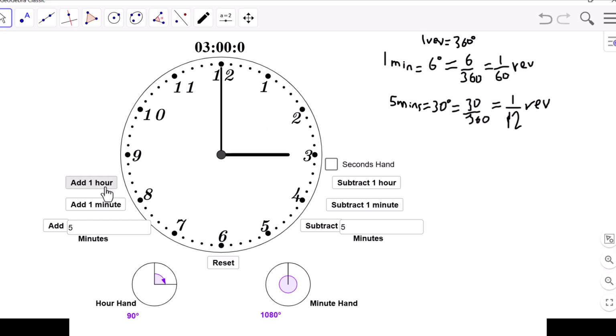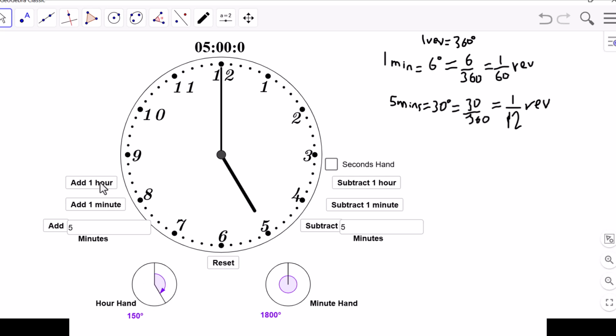So by the time the hour hand turns to 3 o'clock, you can see that this is 3 revolutions, which is 3 times 360, which is 1080. And you can see the hour hand is now 90 degrees. So this is what we mean by a quarter revolution, which is 1/4 revolution, and it's 90 degrees. So you can do more.